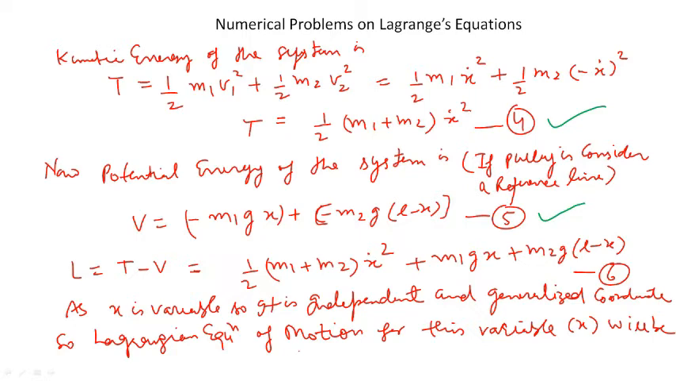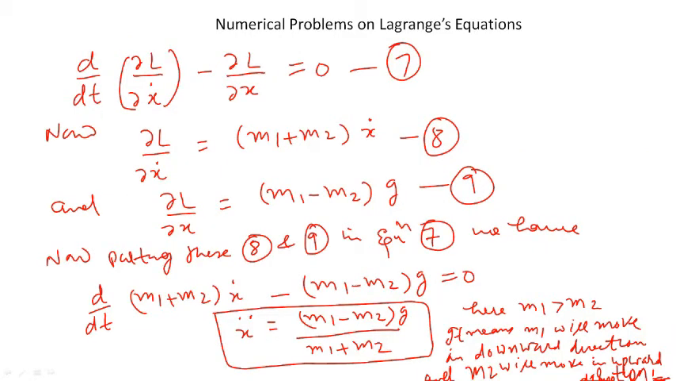So we will use equations 4 and 5 to find the value of the Lagrangian. As you know, L is equal to T minus V, so T is given by equation number 4 and V is given by equation number 5. So L now becomes 1 by 2 m1 plus m2 x dot square plus m1 g x plus m2 g (L minus x), and let us say it is equation number 6.